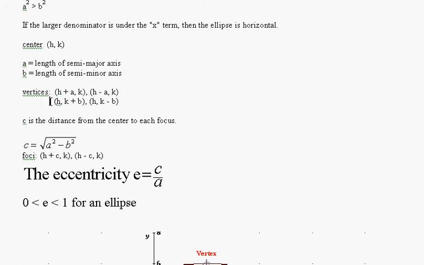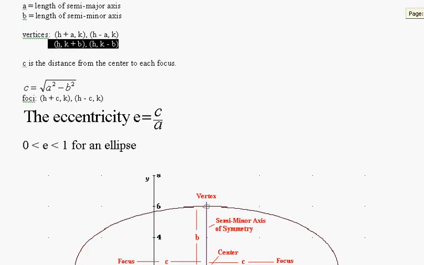B, for a horizontal ellipse, we're going to go up and down from the center to find the other 2 vertices. So we're going to add that B to the y value of the center, subtract that B from the y value of the center. That's how we can combine and calculate the vertices without even drawing them on the graph paper. I will be asking you to do that.